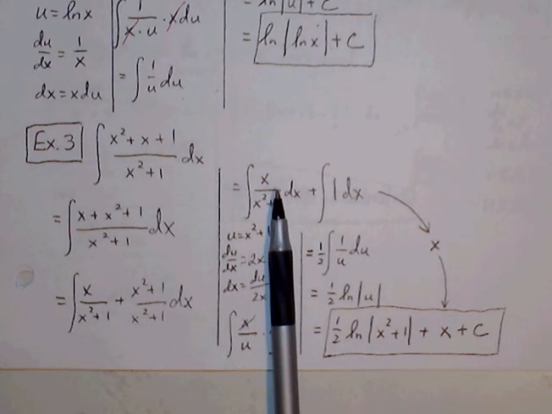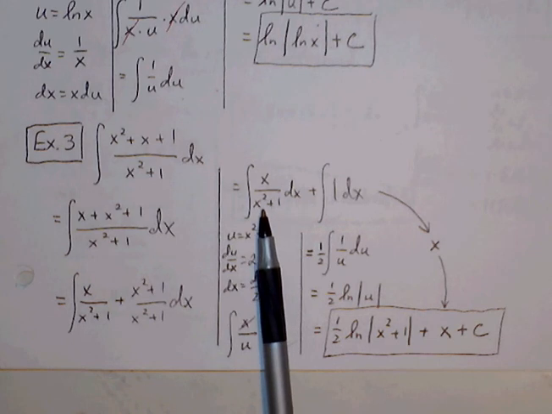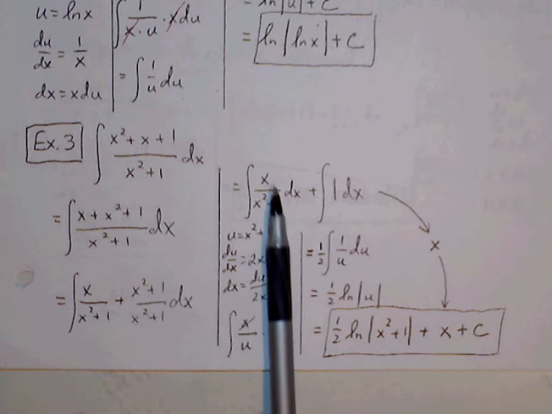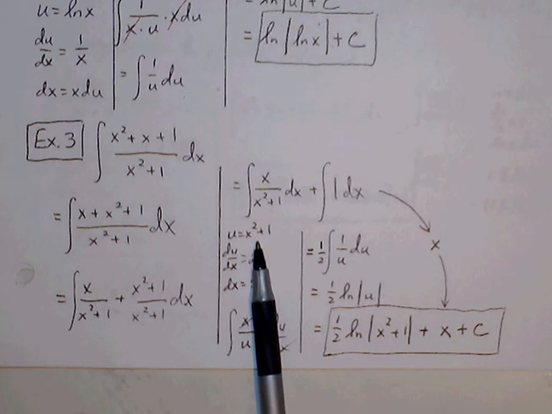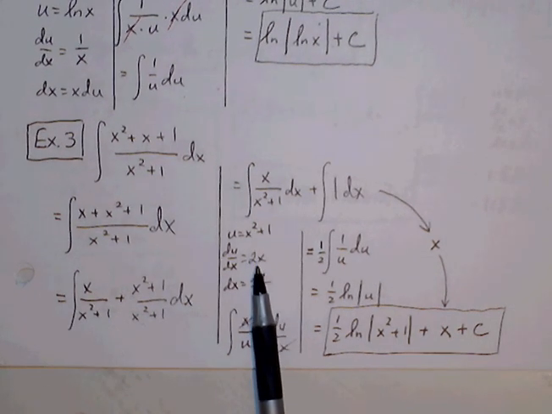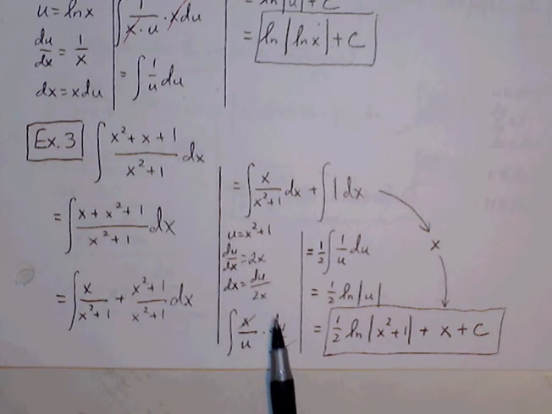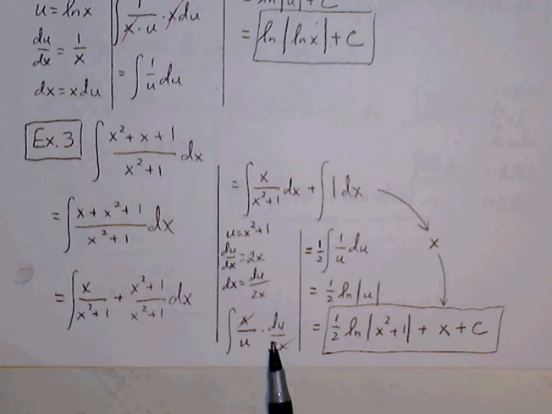The integral of x over x squared plus 1: if we let the u value be x squared plus 1, then we can cancel out the x with this derivative. So let u be x squared plus 1. Our derivative with respect to x is 2x. dx is simply equal to du over 2x. Make our substitution, integral of x over u times du over 2x. The x's cancel out.